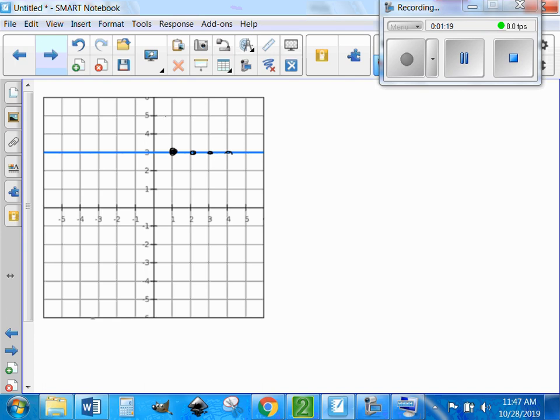So this first point here was the point 1, 3. The second point here was the point 2, 3. This was the point 3, 3. This is the point 4, 3. And whatever isn't changing, whatever is staying the same, that's the variable and the number for your equation. So here, the y value was 3 the whole time. So the equation is simply y equals 3.